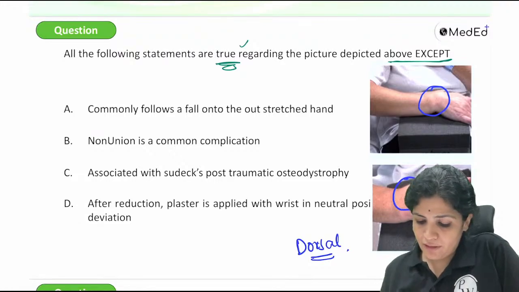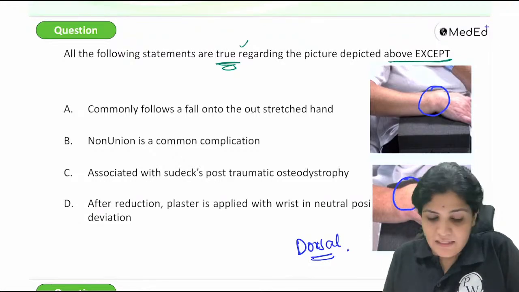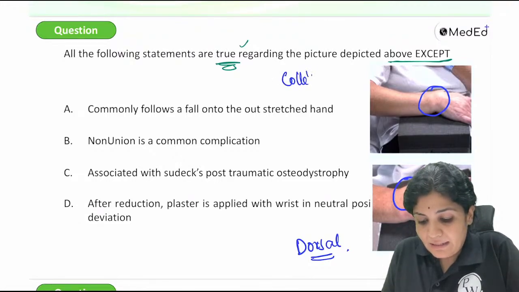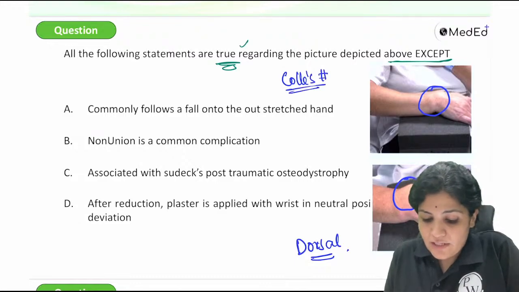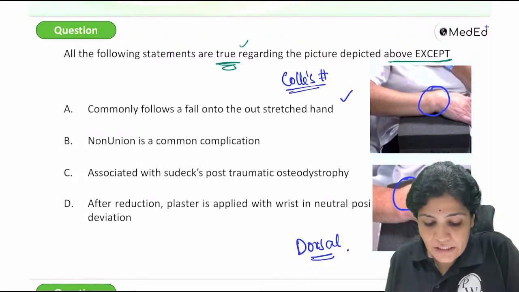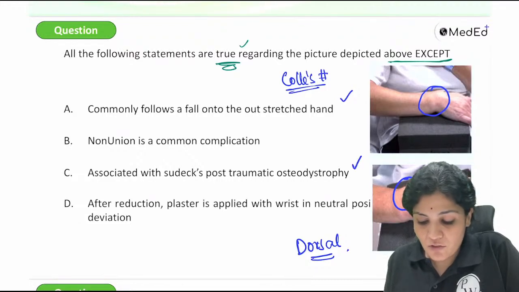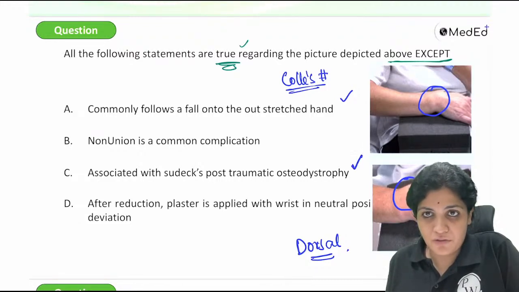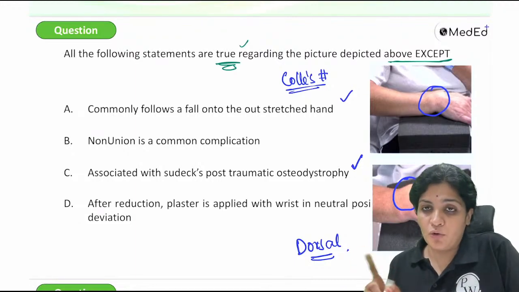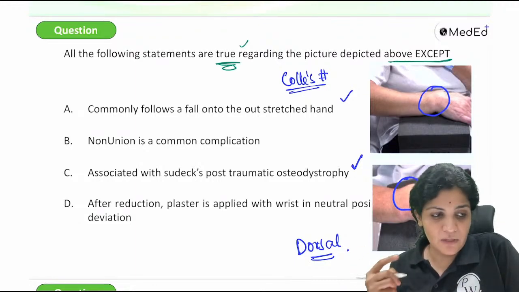Except commonly fallen outstretched hand. Yes, this is a Colles fracture. Very good, I agree. It is a fall on an outstretched hand, which is correct. Non-union is a common complication associated with Sudeck's osteodystrophy. This is also right. Sudeck's osteodystrophy is a condition where there is some damage to the autonomic nervous system, and the patient will have severe pain.